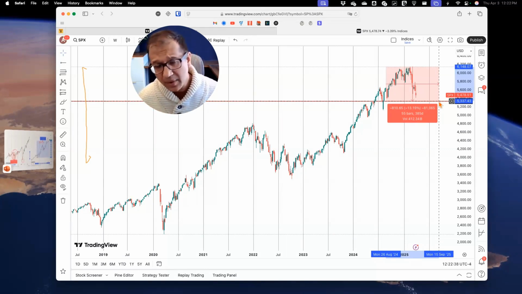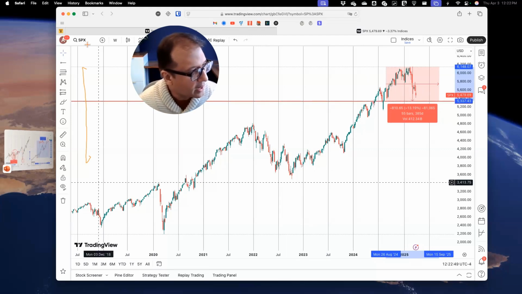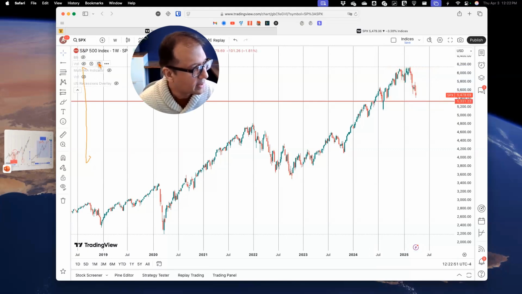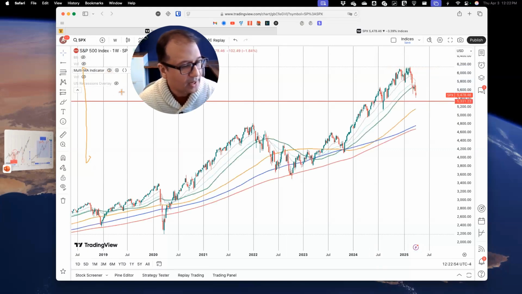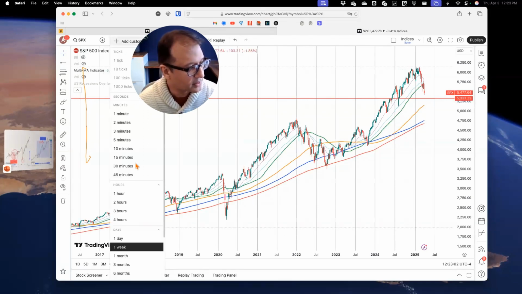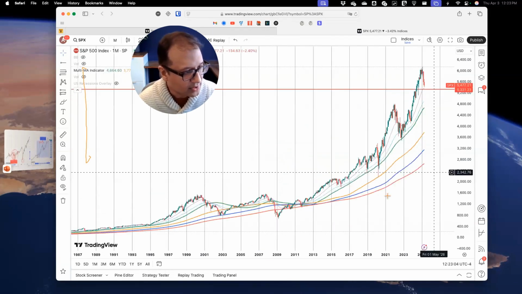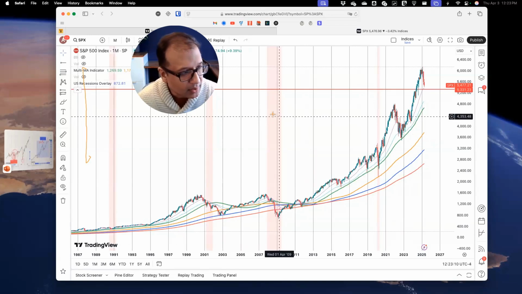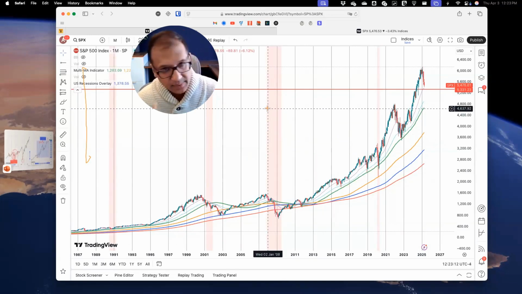Now, again, because we don't have a crystal ball, let's do some more analysis. Let's see where it has fallen in the past, and if the same were to be repeated, where would it go? For that, I'm going to add an indicator of simple and exponential moving averages. Let's zoom out and see what's happening. I'll also convert this into a monthly chart. And let me also overlay this with US recessions. The pink areas represent the timeframes when the US economy went into recession.